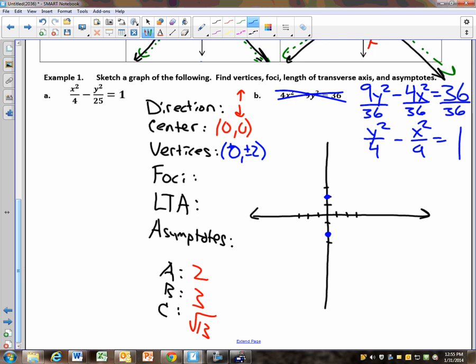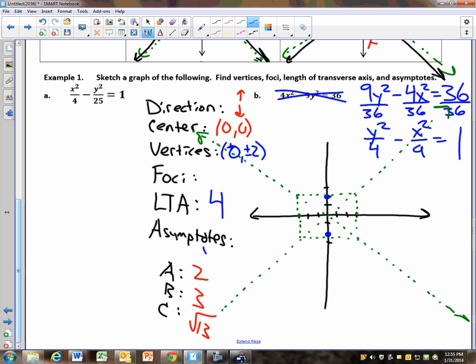I'm now going to make my box. How many units do I go in the horizontal direction? 3. Got my box. Got my asymptotes. What's the length of the transverse axis? Distance between the 2 vertices. Yep, 4. Equation for the asymptotes. Y equals plus or minus something times x. What's the slope? 2/3.